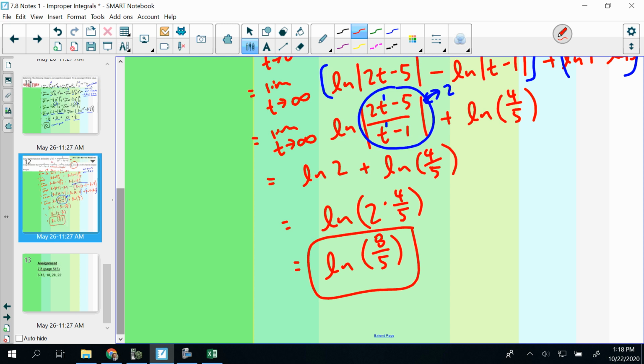And this was a non-calculator problem, so you had to go through and do this one without a calculator, like shown.